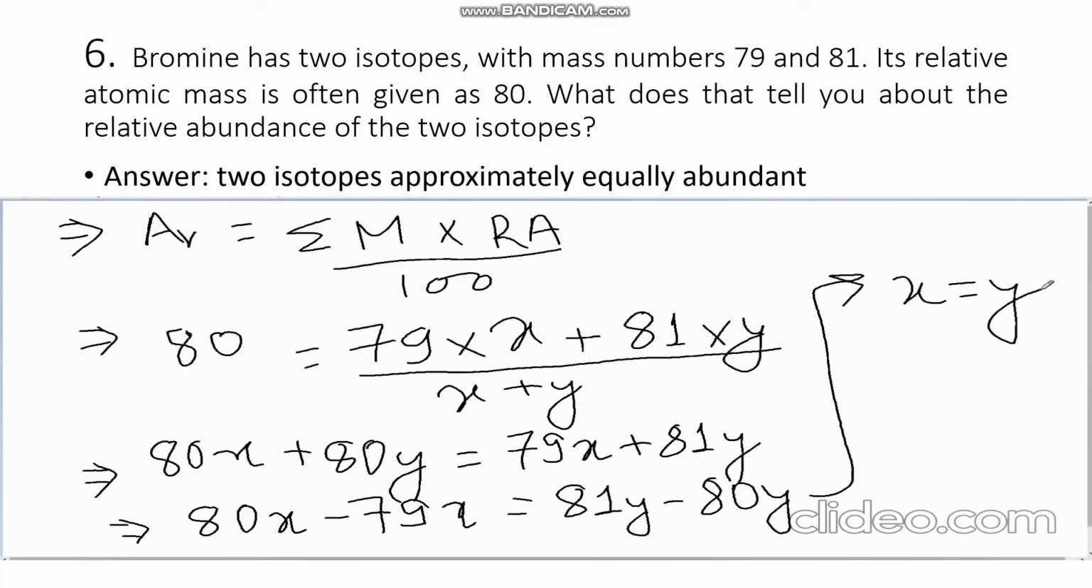So remember what are X and Y? X is the relative abundance of bromine 79 and Y is the relative abundance of bromine 81. Since the relative abundances are equal, the two isotopes are equally abundant. Hence proved.